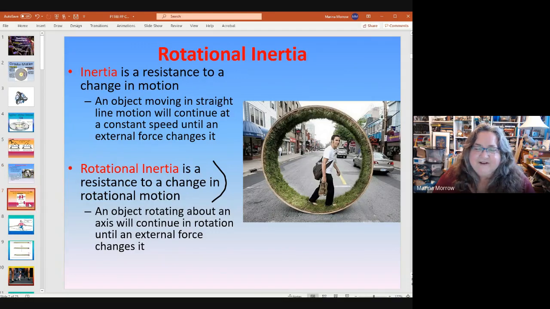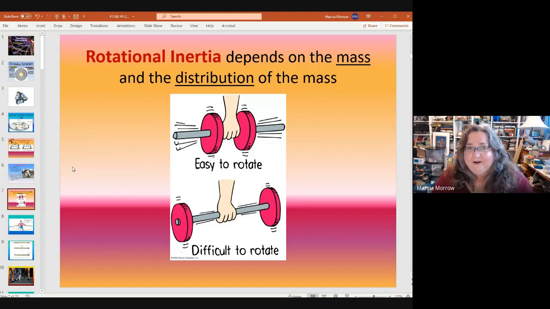The thing is that rotational inertia is unlike regular inertia, linear inertia, in that it matters on the distribution of the mass. So rotational inertia depends on the mass and its distribution. And so you will find that some things are easier to rotate, even though they have the same mass, because the mass is closer to the center. So in the picture up above here, these two weights are close to the center, and that makes it easier to rotate. Whereas the weights being farther apart in the second picture makes it harder to rotate.